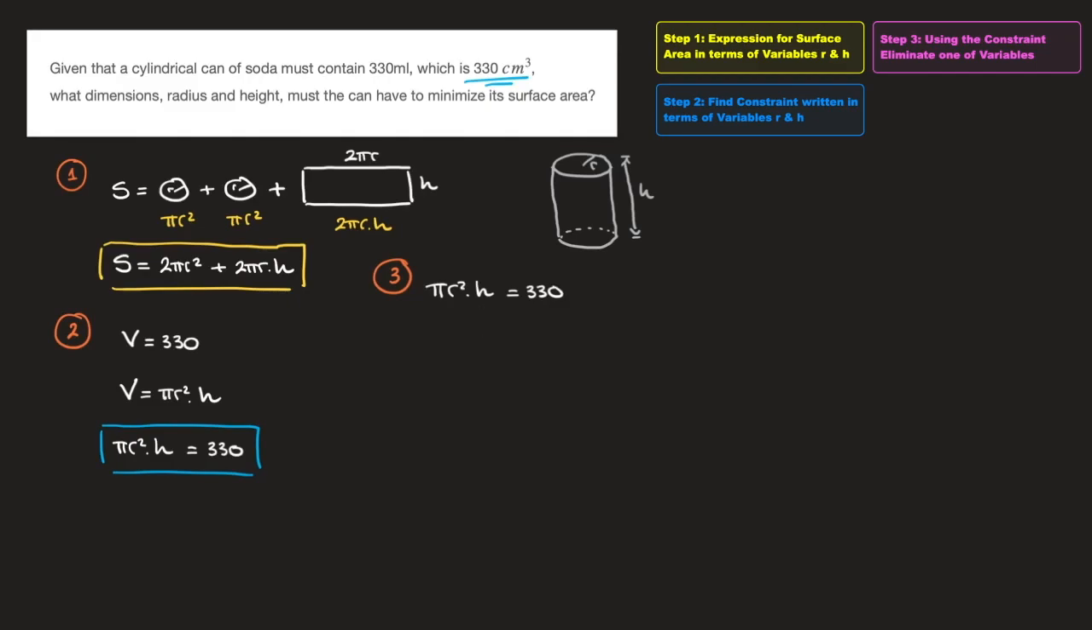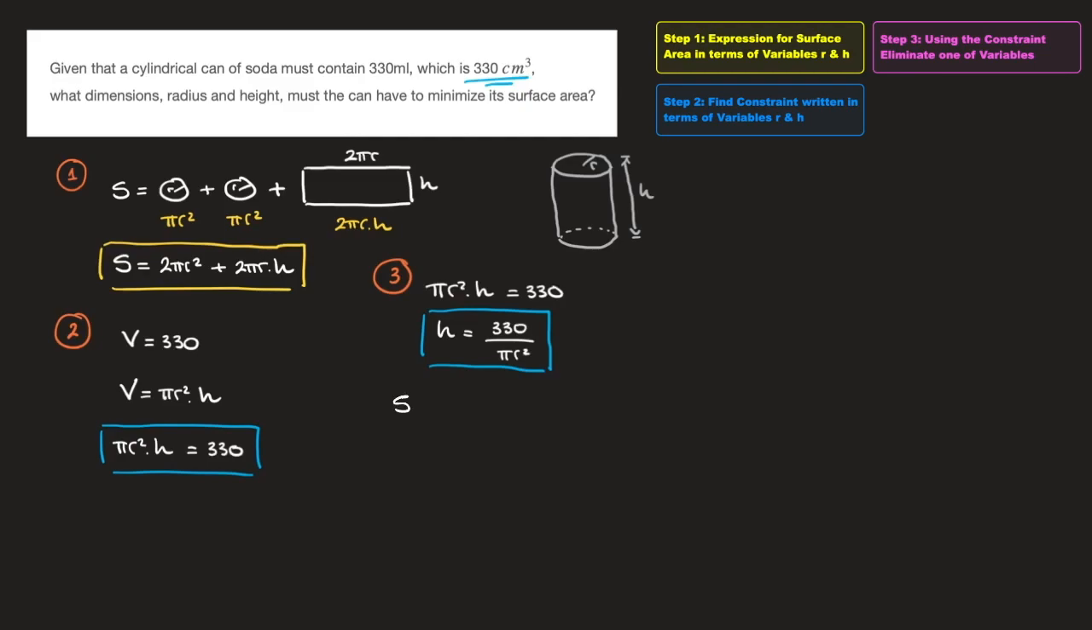Indeed, for that, all I have to do is divide both sides by pi r squared. In other words, I can quickly rearrange this to write h equals 330 over pi r squared. And I'll go ahead and box that in blue just to remind us that we obtained that from the constraint. And now that I've done that, I can go back to the expression I have for s here and replace every h I see, so this one here, by 330 over pi r squared. And that will eliminate the h.